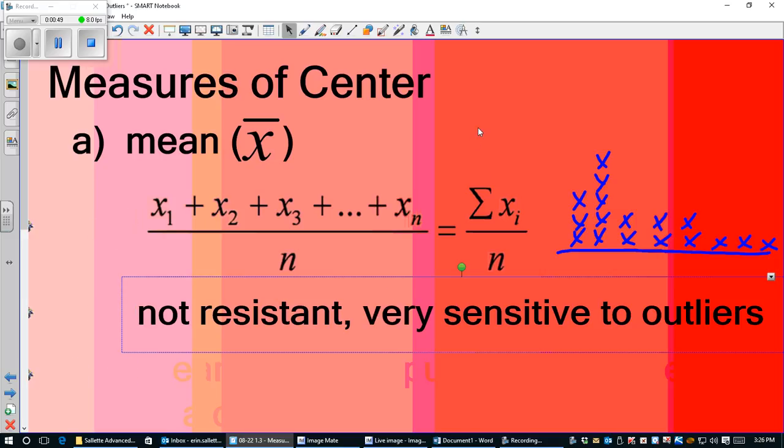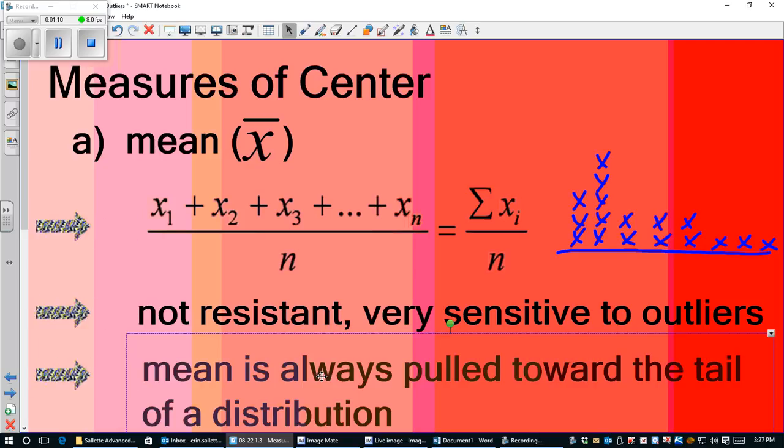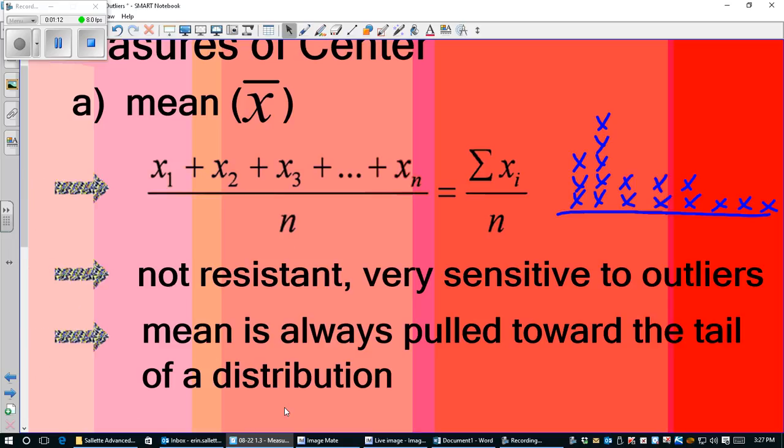It's not resistant. It's sensitive to outliers. It's even sensitive to skew. It gets pulled towards the tail or towards the outliers. So in terms of measures of center, it is not always the best one to use whenever a data set is skewed or has outliers. It's always pulled towards the tail of the distribution.